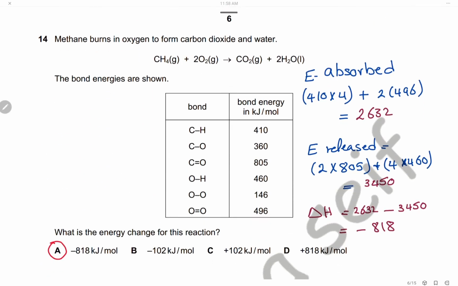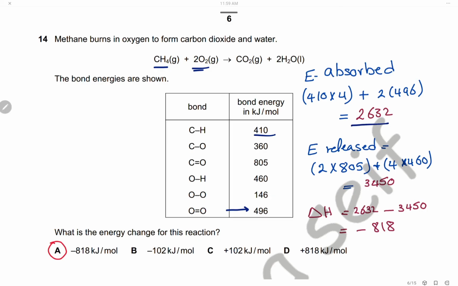Question 14. Methane burns in oxygen to form carbon dioxide and water. The bond energies are shown here in the table. What is the energy change for the reaction? To calculate the energy change, first we will calculate the energy absorbed to break the bonds. We have 4 C-H bonds in methane, so we will multiply 410 by 4, then 2 oxygen double bond oxygen, so we will multiply 2 by 496. The total energy absorbed will be 2632.